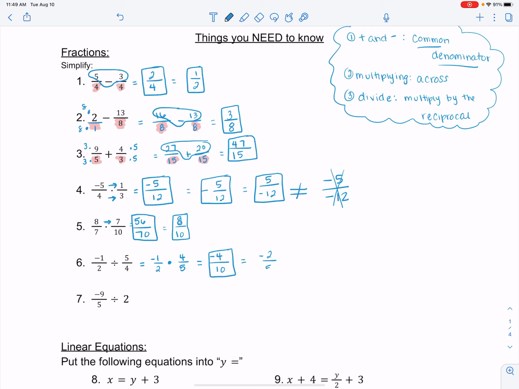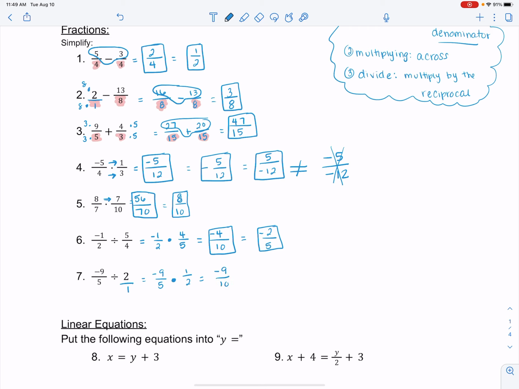-9/5 divided by 2. Well, we can't reciprocate a whole number, so we need to build it a fraction. 2 wholes, the same as 2 divided by 1. So I'm going to keep the first fraction, -9/5, change division to multiply, and reciprocate the second. So -9/10. And that's it for fractions.